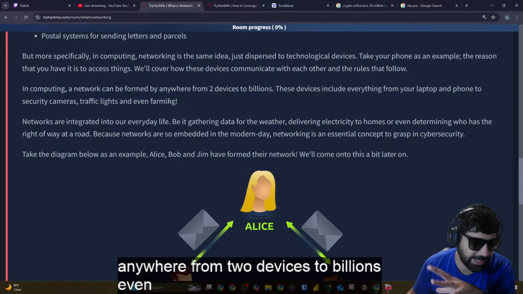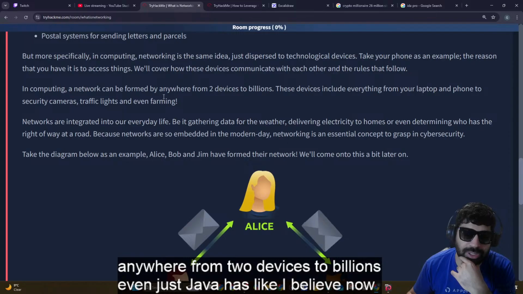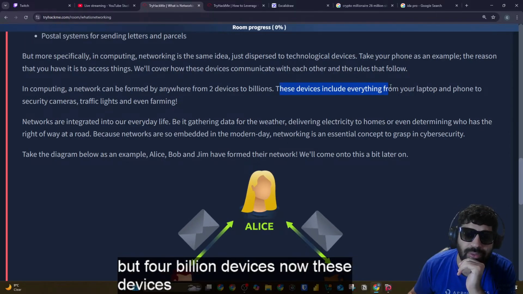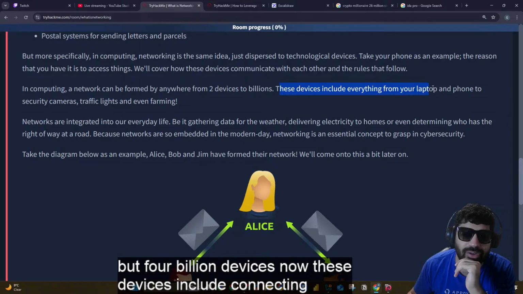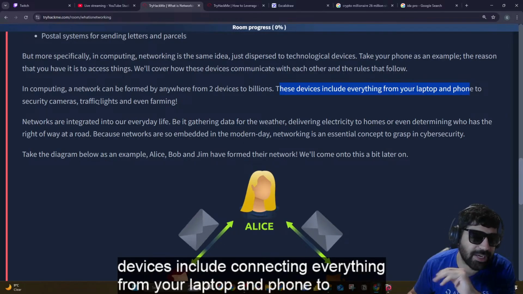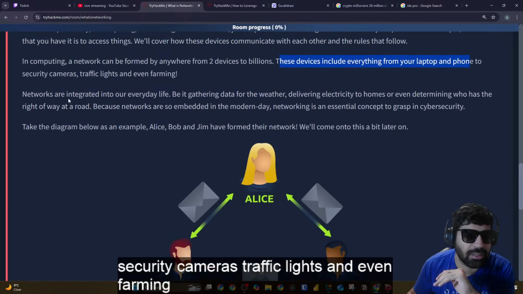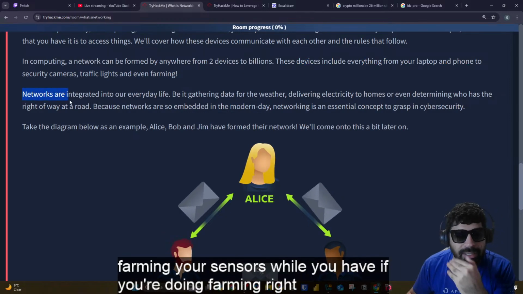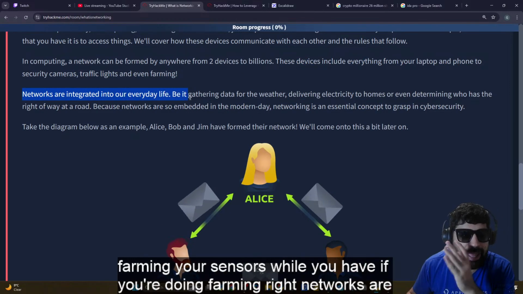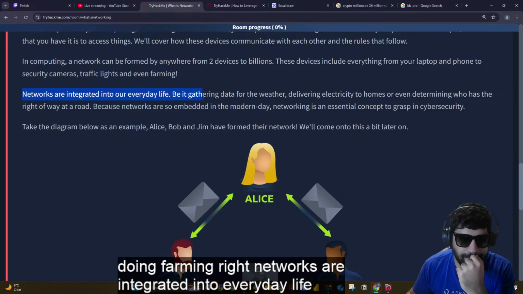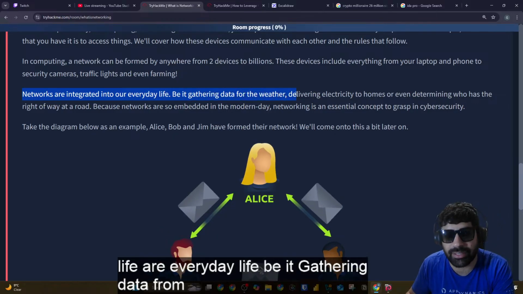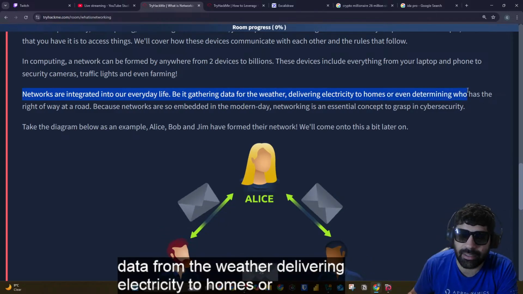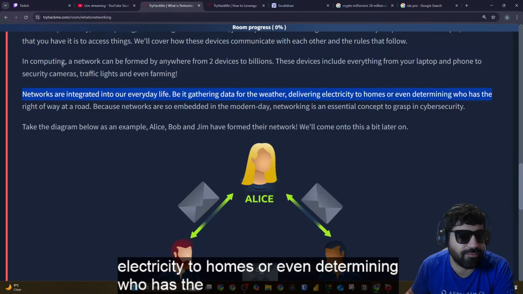Even just Java has, I believe now, 4 billion devices, or more than 3 for sure. These devices include everything from your laptop and phone to security cameras, traffic lights, and even farming sensors, if you are doing farming, right? Networks are integrated into our everyday life, be it gathering data from the weather, delivering electricity to homes, or even determining who has the right of way at a road.